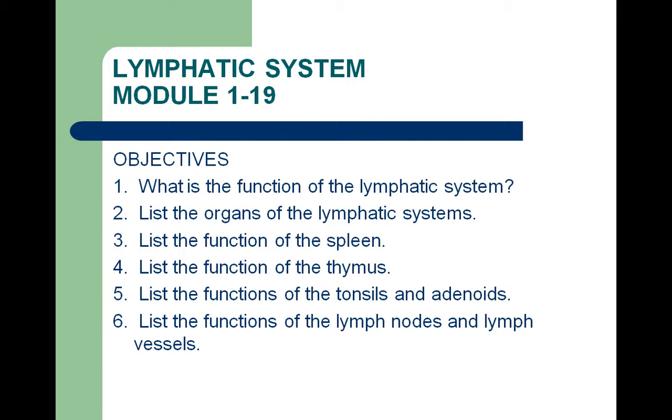What is the physiology of the lymphatics? What is the anatomy of the lymphatics, including that of the spleen, the thymus, the tonsils, and adenoids? And again, what are the physiological functions of the lymph nodes and the lymph vessels?